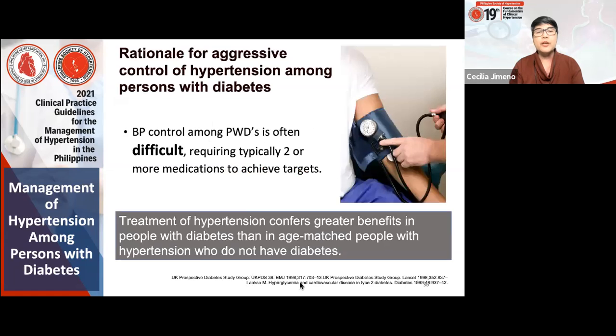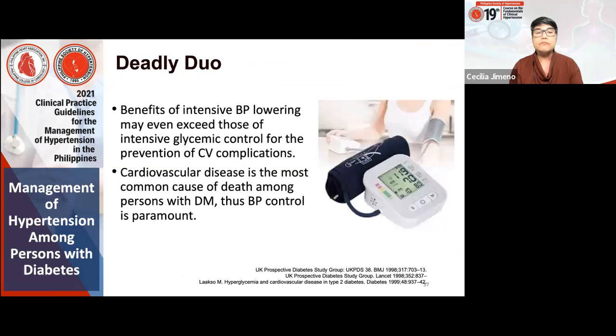Now, why are we so aggressive in controlling hypertension? Again, 140 over 90, we start treatment to reach a BP goal of less than 130 over 80. BP control among persons with diabetes is often difficult, requiring typically 2 or more medications to achieve the target. But treatment of hypertension actually confers greater benefits in people with diabetes than in age-matched people with hypertension who do not have diabetes. The benefits of intensive BP lowering may even exceed those of intensive glycemic control for the prevention of cardiovascular complications.